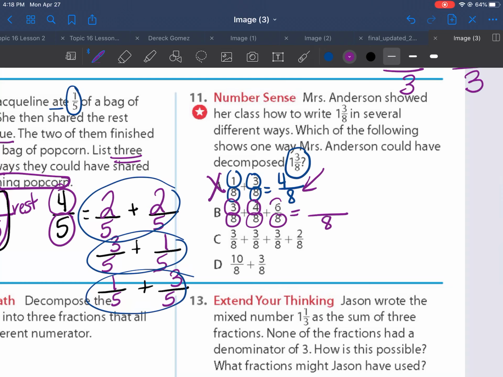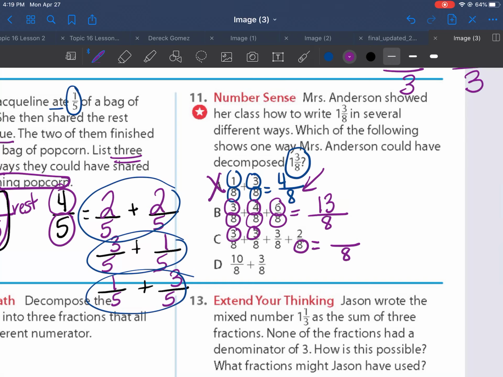We go to B. The denominators will stay the same. 3 plus 4 is 7. Plus 6 is going to be 13. Notice that the big brother's on top of the little brother. So this means it could be an improper fraction. Or that it is an improper fraction. It could be a mixed number.